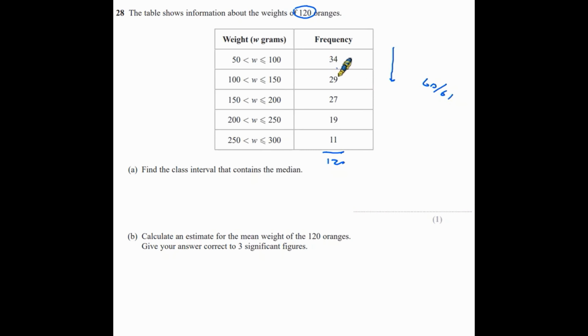Well, the total up to here is 34. Add 29 is 63. That's already above the middle. So the median is in this group here somewhere, which is that group there. So write down that group in your answer box, and that's the median.